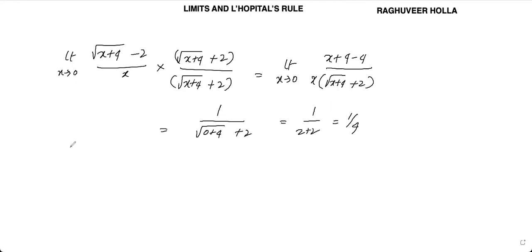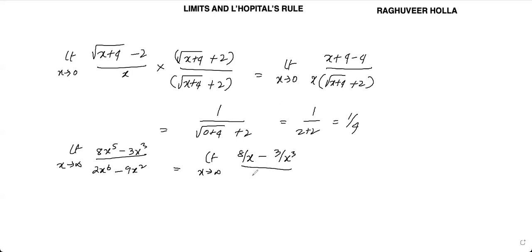We'll see another problem here: limit x tends to infinity, 8x power 5 minus 3x cube divided by 2x power 6 minus 9x square. Now, I can see that I can divide by x power 6. So this is limit x tends to infinity, 8 by x minus 3 by x cube divided by 2 minus 9 by x power 4. Now, when you substitute infinity, this will be 0 by 2, which is 0.